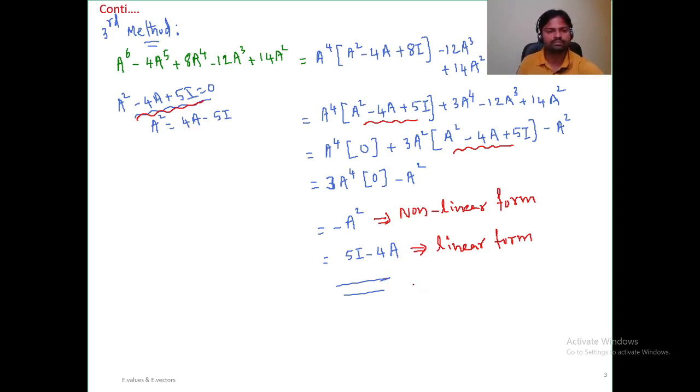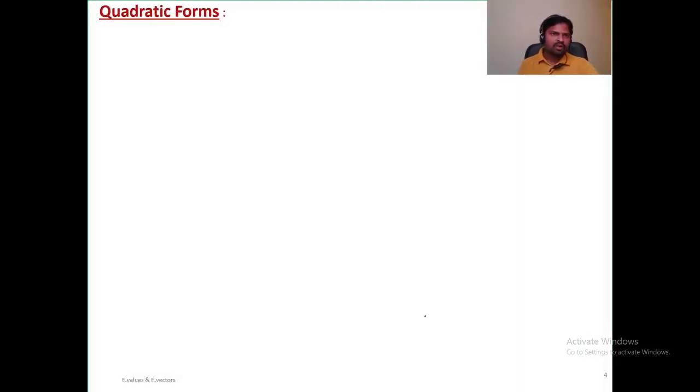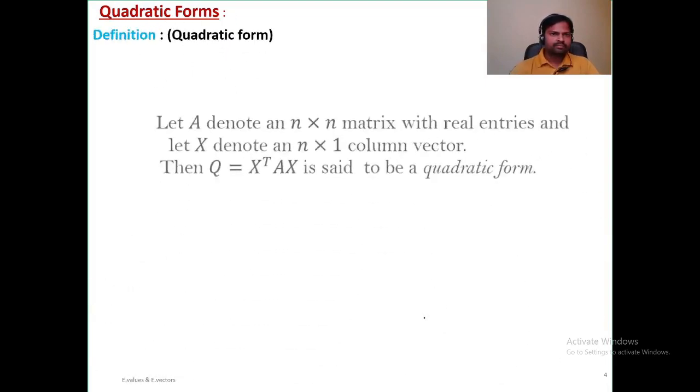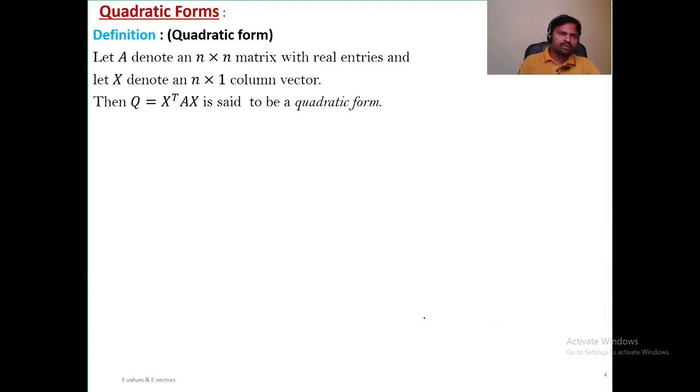Next one. Today's class, quadratic forms. Definition first. Let A denote an n by n matrix. Look at this, A denotes an n by n matrix. That means it is a square matrix with real entries. The entries are only real numbers. And one more matrix, this is a column matrix. X denotes an n by 1 column vector or column matrix, n rows and one column.